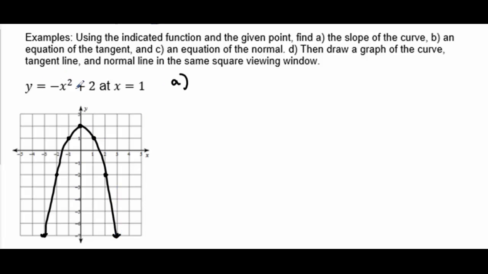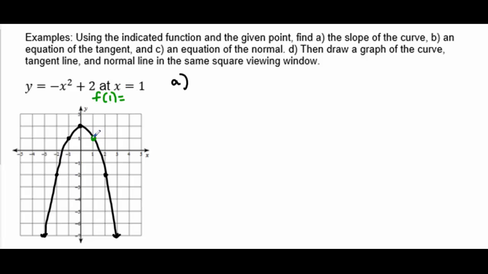Here's negative x squared plus 2. This is what I'm graphing. This is what I'm looking at. At x equals 1, that's this point right here on my parabola. So what we want to do in part A is find the slope of this parabola at x equals 1. So one of the things that's going to help is if we think about at 1, what is my function? So in other words, if I plug in 1, what do I get?